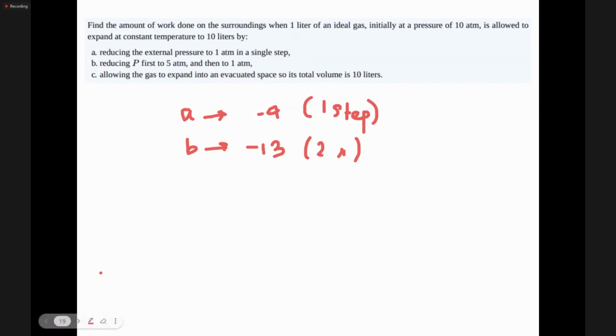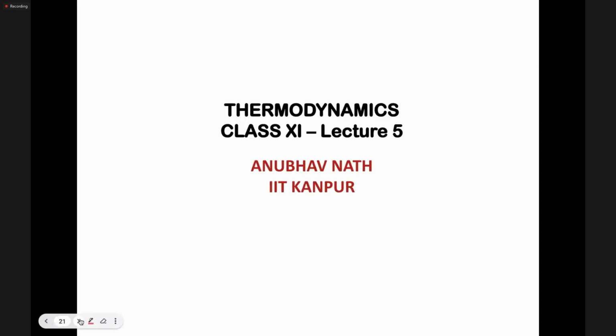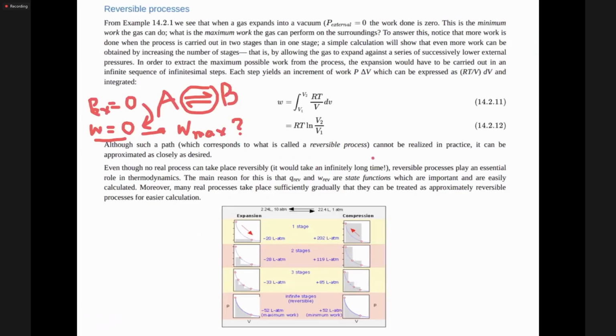From here, we can conclude that instead of one single step, if the process is carried out in two stages or more stages, then the work done will be increased. In a simple calculation, we can also show that more work can be performed if I further increase the number of stages from 1 to 3 to 5 to 7, and more microscopic steps are involved, then the amount of work done will be more.